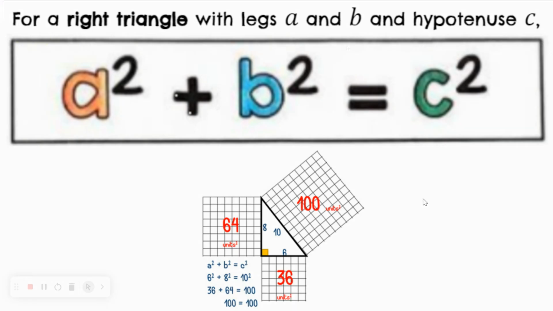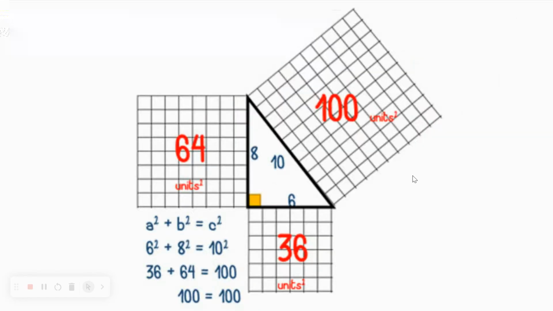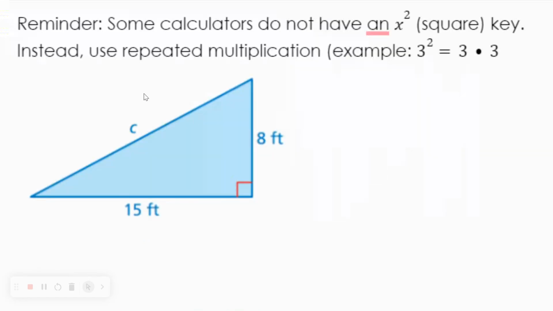Go ahead to the inside of your notes and we'll actually start trying some of the Pythagorean theorem for these examples. Our first example, we have a triangle with 15 feet, 8 feet, and then an unknown length for C.